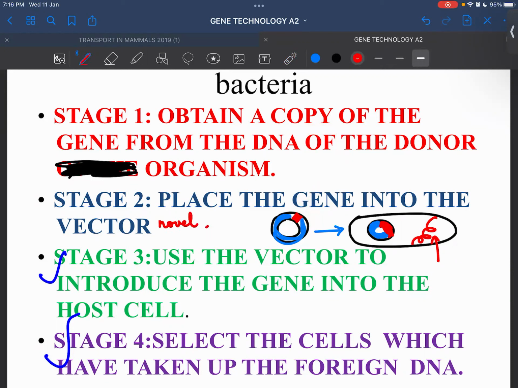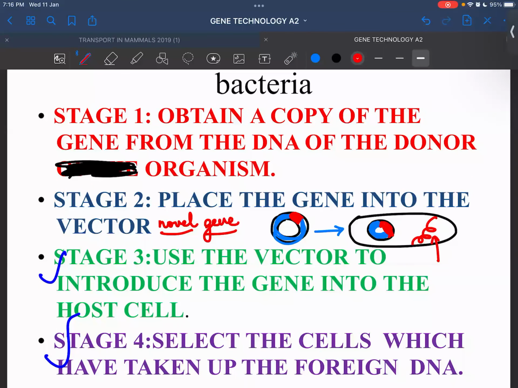You will call it the novel gene. Novel means new gene. Okay, now I've added my novel gene. I'm using my DNA ligase to seal the sugar phosphate backbone, and this forms recombinant DNA because we added the phosphate group.